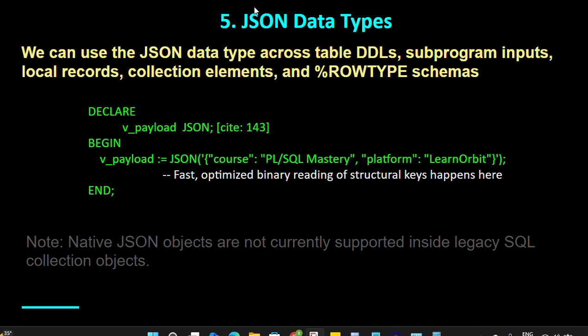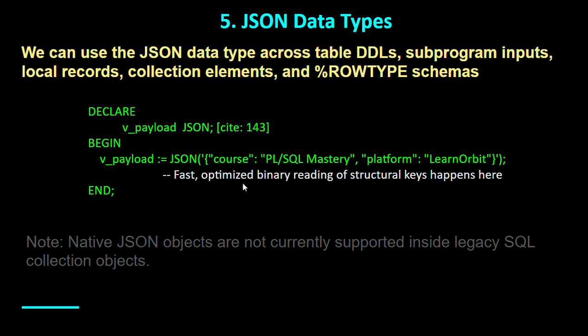Next comes the JSON data type. Modern applications rely heavily on JSON. PL/SQL processes native JSON type in a highly optimized binary format. We can use the JSON data type across table DDL, subprogram input, local record, collection element, and row type schemas. But JSON objects are not currently supported inside legacy SQL collection objects. We can use the JSON in this way in the PL/SQL block.